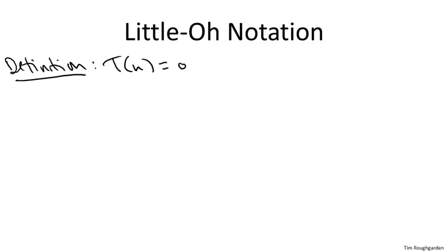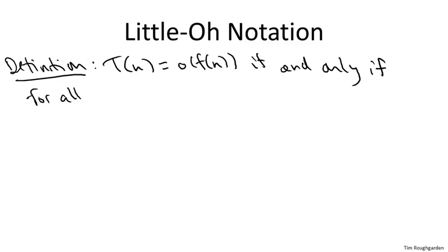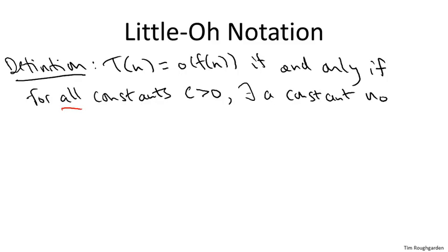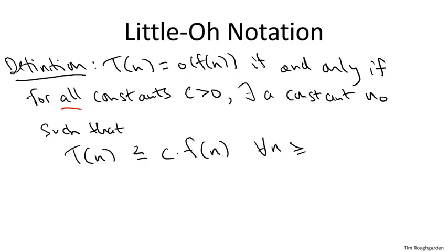So formally we say that a function T of n is little o of f of n if and only if for all constants c there is a constant n naught beyond which T of n is upper bounded by this constant multiple c times f of n. So the difference between this definition and that of big O notation is that to prove that one function is big O of another, we only have to exhibit one measly constant c such that c times f of n is an upper bound eventually for T of n. By contrast, to prove that something is little o of another function, we have to prove something quite a bit stronger. We have to prove that for every single constant c, no matter how small, there exists some large enough n naught beyond which T of n is bounded above by c times f of n.